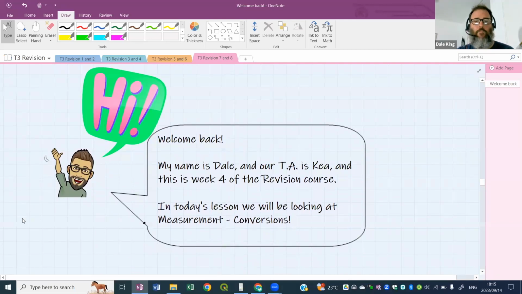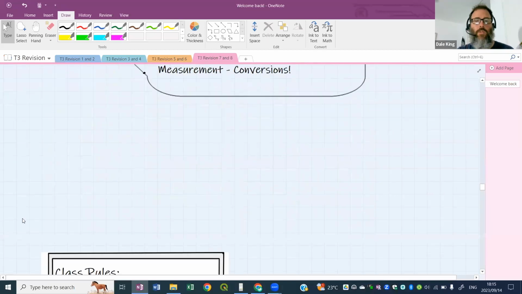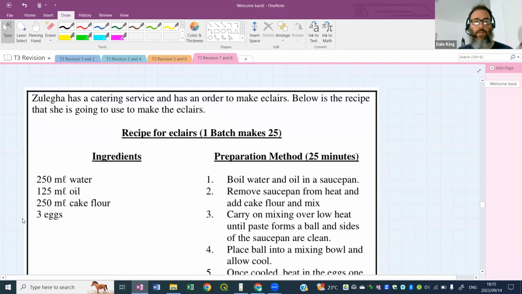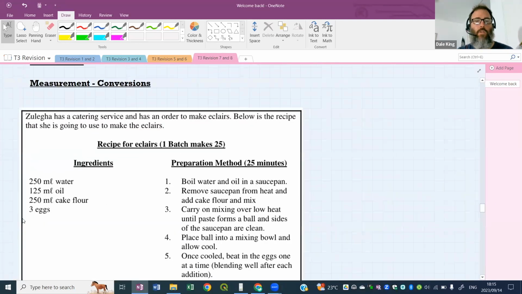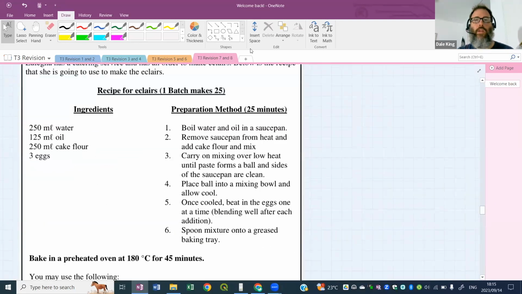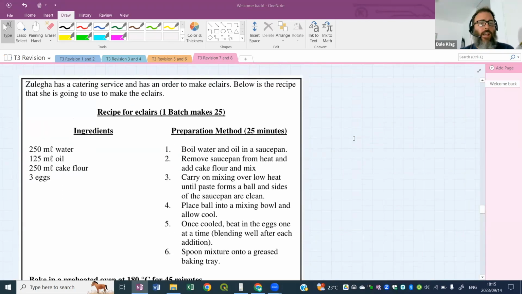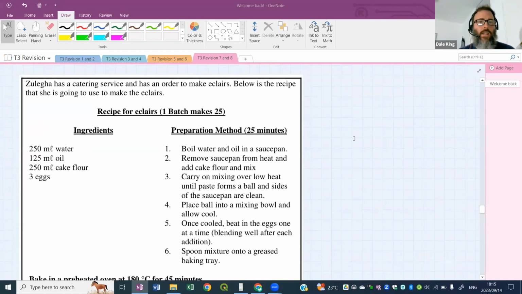All right. Let's move on to measurement conversions. Here we go. Nice and easy compared to tax tables. You've seen this before. There's a recipe. No problem, Ben. There's a recipe. It says Zulega has a catering service and has an order to make eclairs.